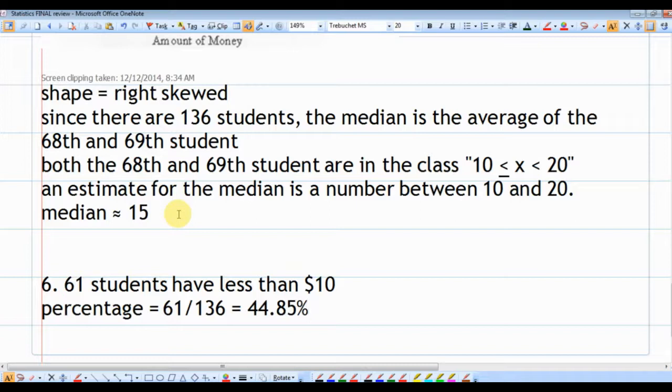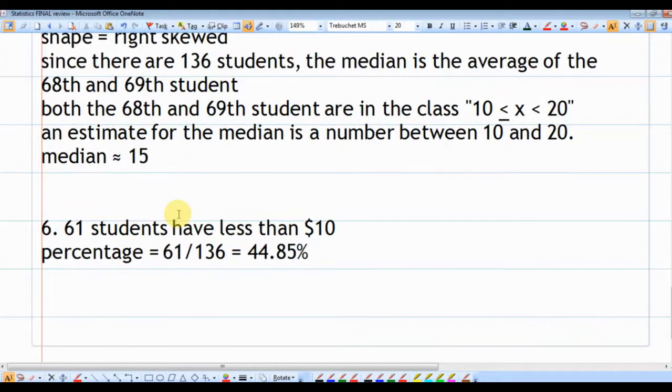Okay, questions 7 through 9 are about the normal distribution, but they're not really about the normal distribution. These ones are the 68-95-99.7 rule, right? So let's take a look at this. We have a mean of 8.1 and a standard deviation of 0.1.